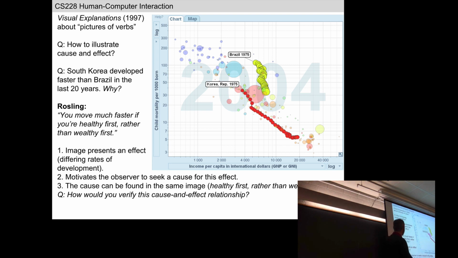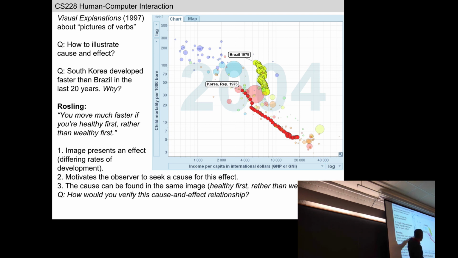Let's go with this hypothesis. We hypothesize that countries move much faster if they're healthy first rather than wealthy first. So I'm just kind of confused. Isn't this graph kind of bad? Because Brazil definitely reduced it by a lot more. Just in general, it went from probably 120 to around 40. That's a good catch. Where Korea went from 30 to 5, which is very impressive. But I think Brazil had a lot more actual improvement.